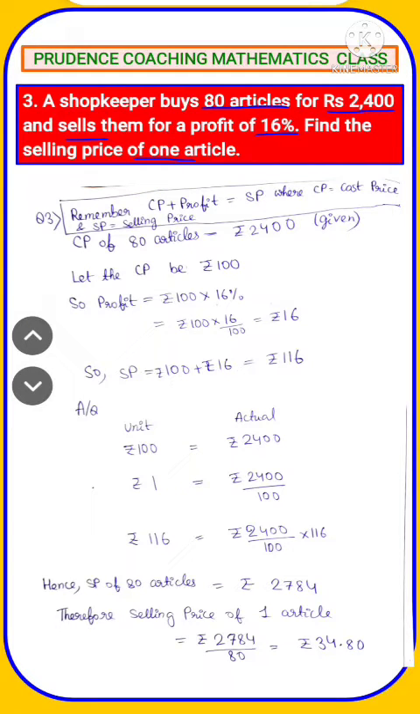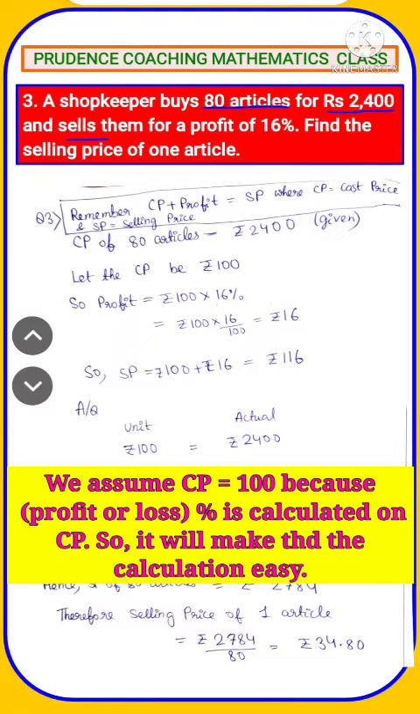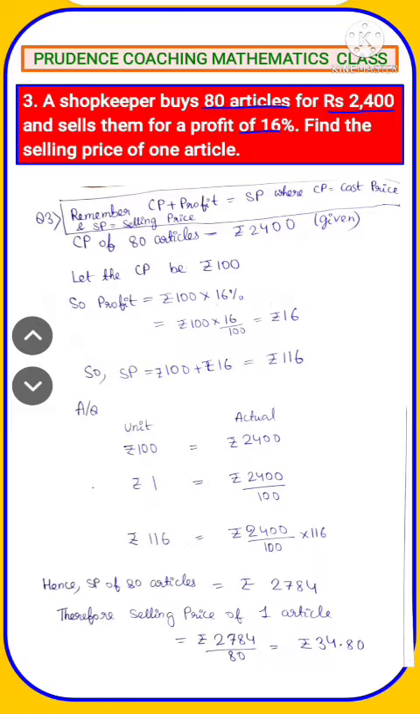Now according to the question, the CP of 80 articles equals rupees 2,400, and we will assume the CP to be 100. Always remember, we are going to assume the CP to be 100, not the SP. If we assume the cost price to be 100, then it is said that the profit is 16%. So 16% of 100, if we calculate, we will get rupees 16, because this 100 and this 100 will cancel, we will be left with rupees 16. And we know the formula, SP equals CP plus profit. So we are getting rupees 116 as the SP, which is not the actual SP, but according to our assumption.